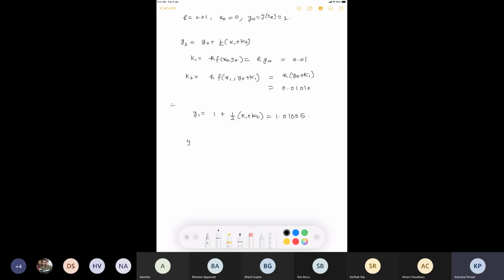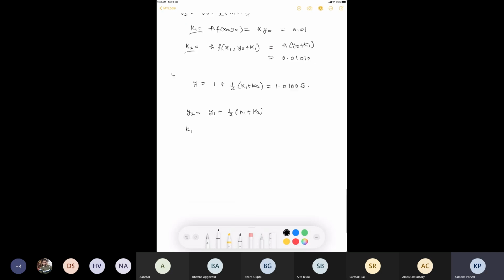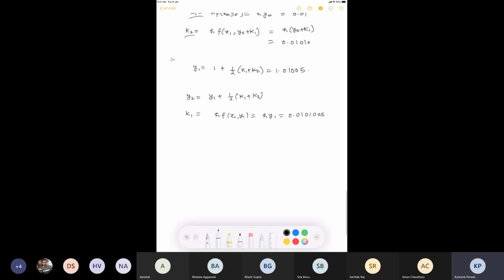Now you repeat the same procedure. You can find y2 as y1 plus 1 by 2 of k1 plus k2. Now k1 and k2 are not the same as the k1, k2 we have here. They will depend on the nodes x1, y1 now. So we will have k1 as h times f of x1, y1, which is simply h times y1, and y1 is known to us. So this is going to be 0.01005, because h is 0.01. And now you can find k2 as well.